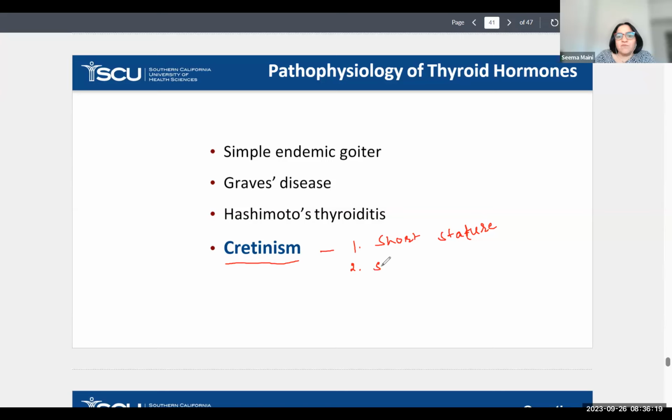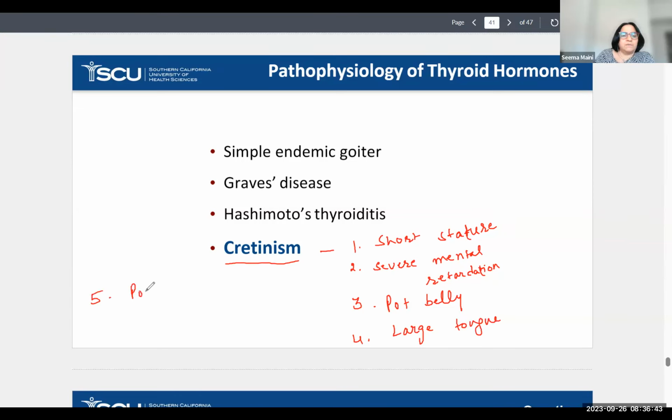So short stature, severe mental retardation, and then there is pot belly, large tongue, poor appetite, hoarse cry. Yes, thank you, doctor.